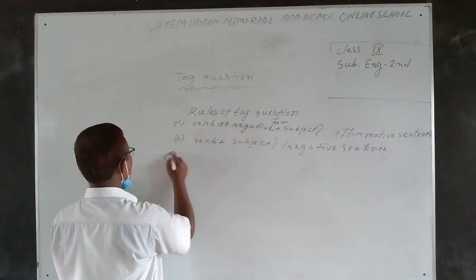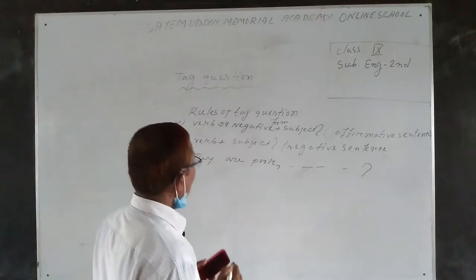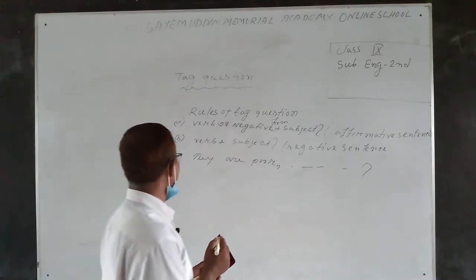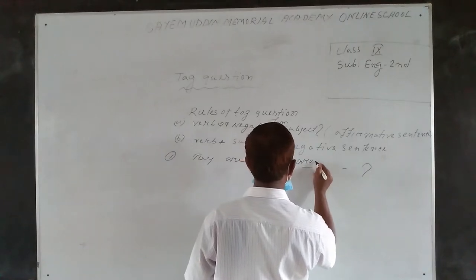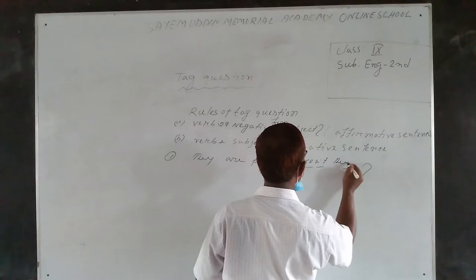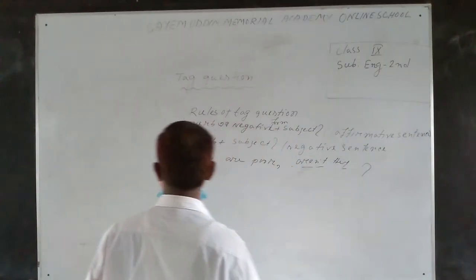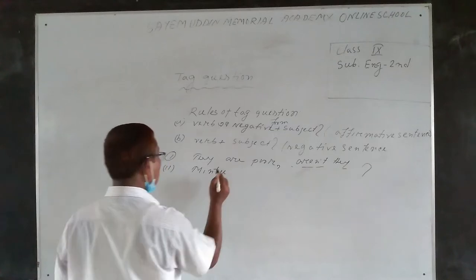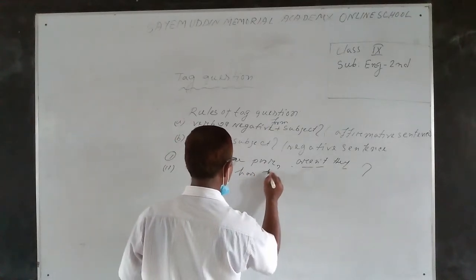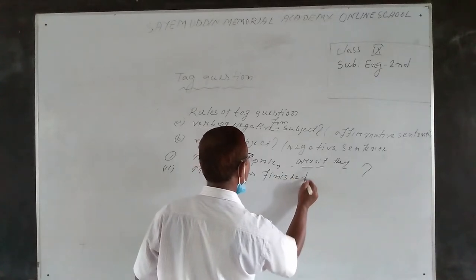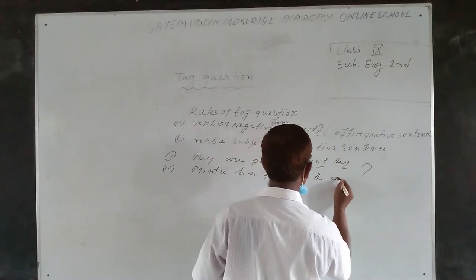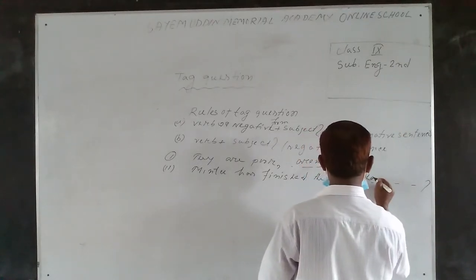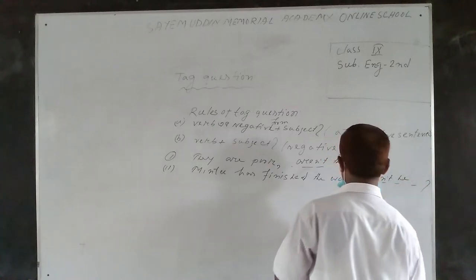Now follow this example. They are poor. The sentence is affirmative, so the tag question must be negative. Aren't they? He has finished the work. Hasn't he?